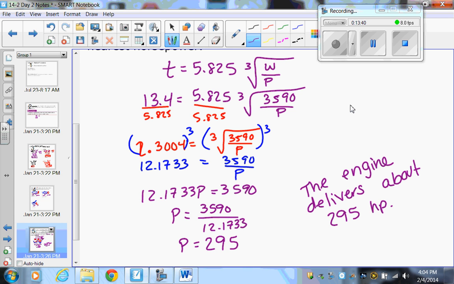Again, please make sure that if you are having issues with solving these inequalities by graphing, that you bring your calculator to class so that you can ask the questions that you need to ask.